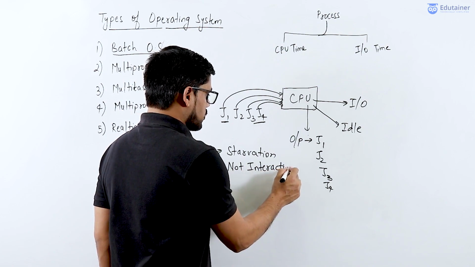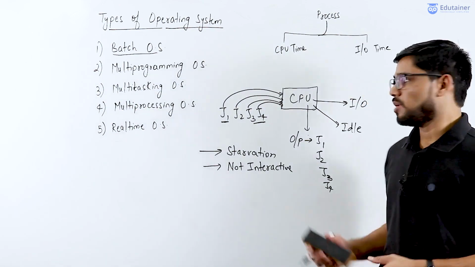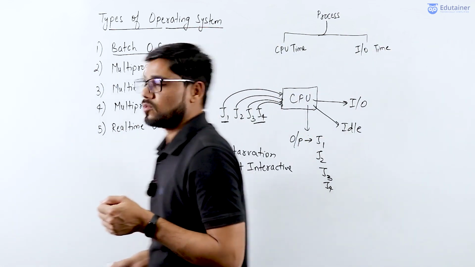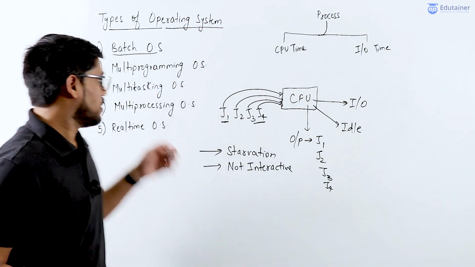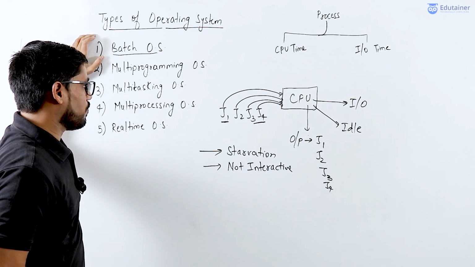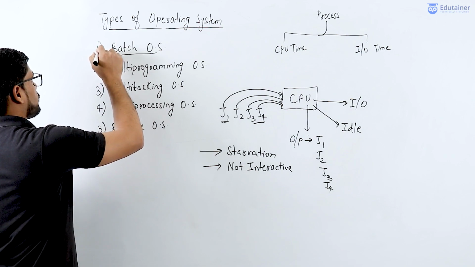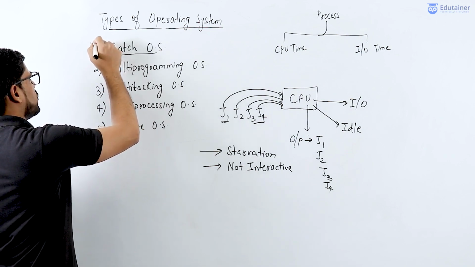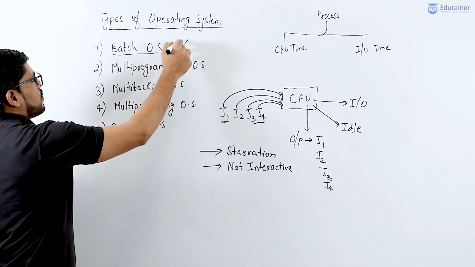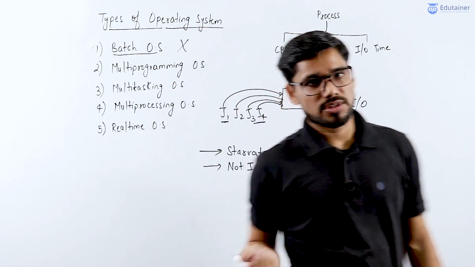So batch operating system was used in the early days. In early days people used punch cards and did their jobs using this batch operating system. So it is not interactive and the starvation problem occurs. That's why nowadays we do not use batch operating system. It is not used, but it is a concept in theory, that's why we study it.